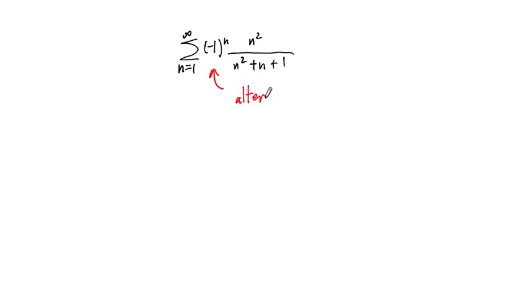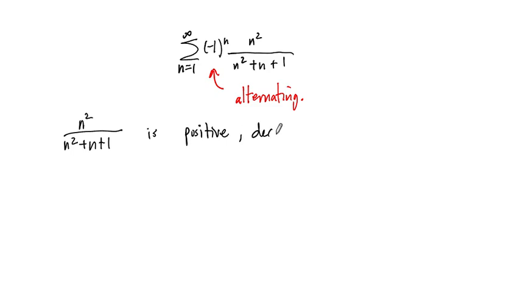This gives us the idea that this could be an alternating series, but it's not enough to justify that it is indeed an alternating series. Instead, we also have to check two facts. Those two facts are that n squared over n squared plus n plus 1, so the general term, taking away the alternating portion, the negative 1 to the n, is this portion both positive and decreasing? And if so, the alternating series test applies.